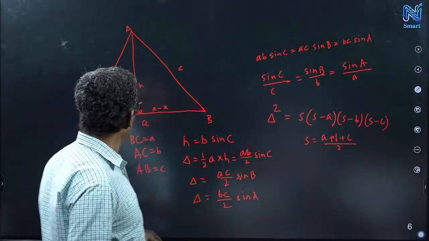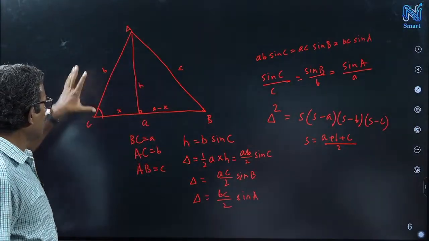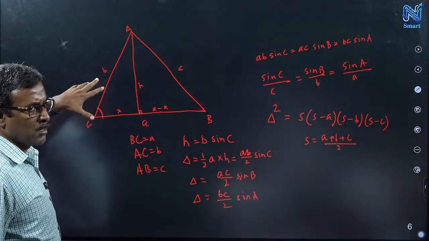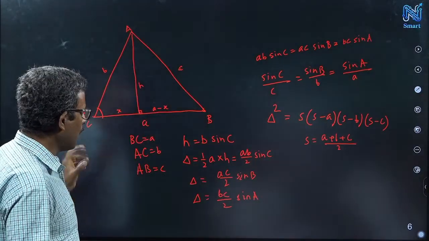So how do you find the cosine rule here now? Same idea, using Pythagoras theorem we can easily find the cosine rule. Okay, there are other formulas also.